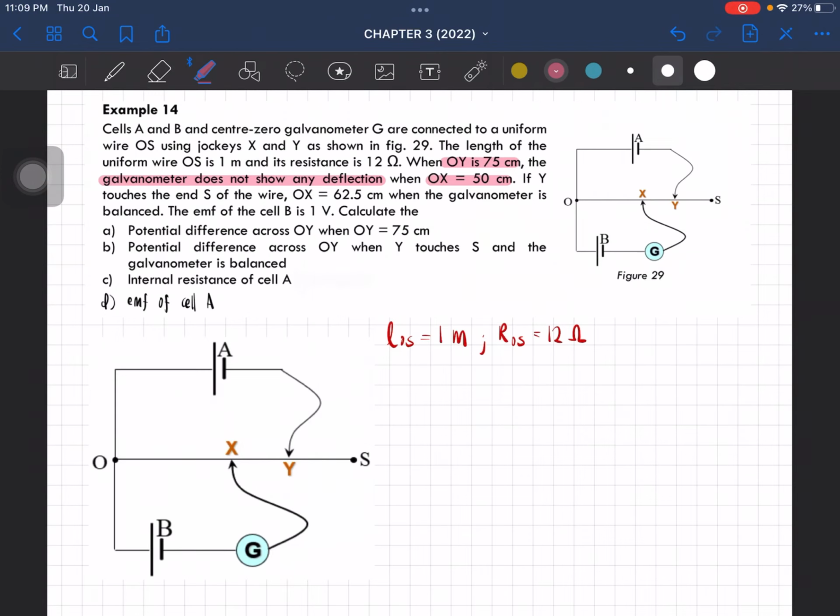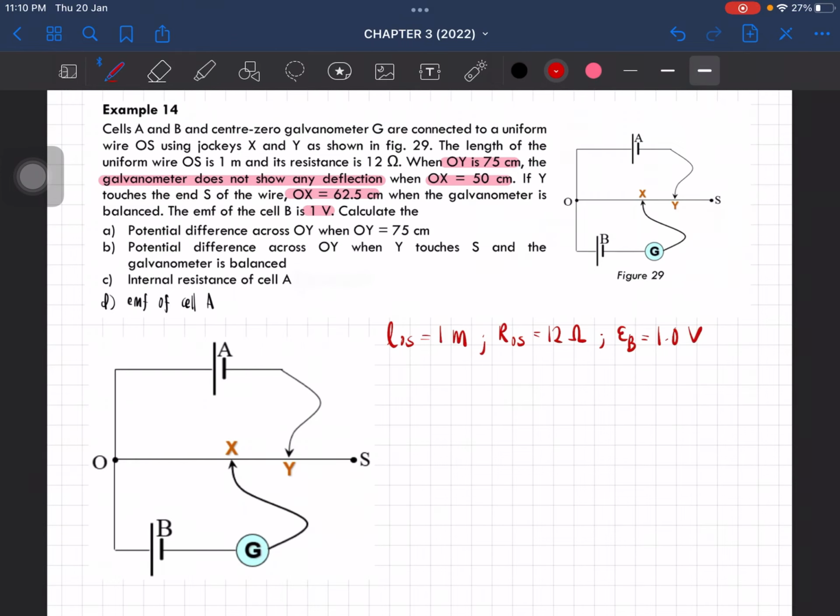And then if Y touches the end S of the wire, OX will be equal to 62.5 centimeter. So the galvanometer is balanced. The EMF of the cell B is 1 volt. So we have to calculate the following. Firstly, let me extract the information. We have the EMF B, which is given as 1 volt.